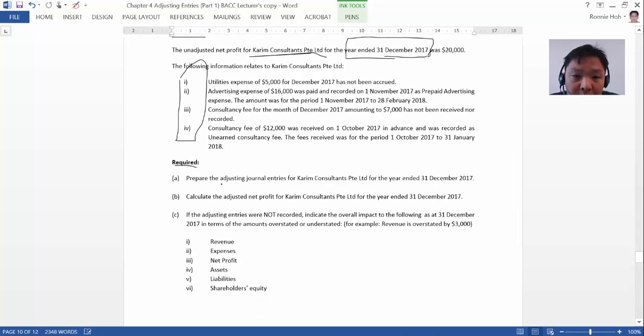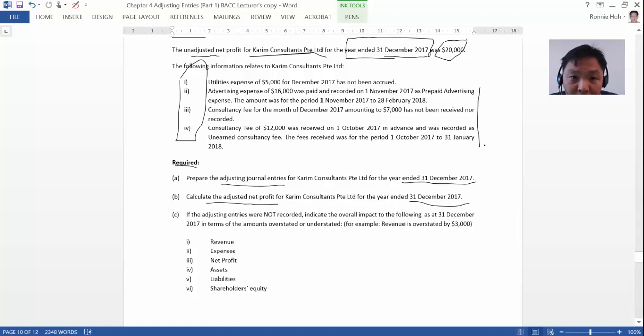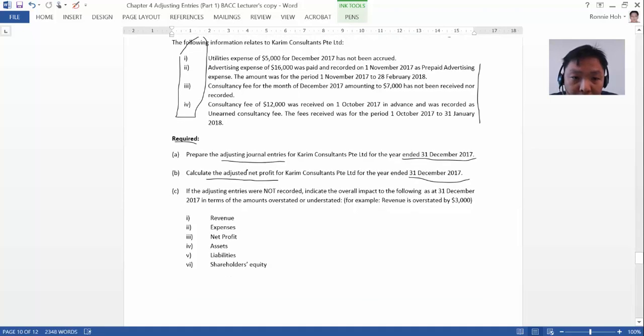Firstly, we are supposed to do the adjusting journal entries. Again, remember, for the year ended 31st December. Secondly, calculate the adjusted net profit for the year ended 31st December 2017. Why adjusted? Because before adjustment, the unadjusted net profit was 20,000. These adjusting entries will affect this unadjusted net profit, and you have to revise it based on those adjusting entries. Hence, you derive the adjusted net profit.